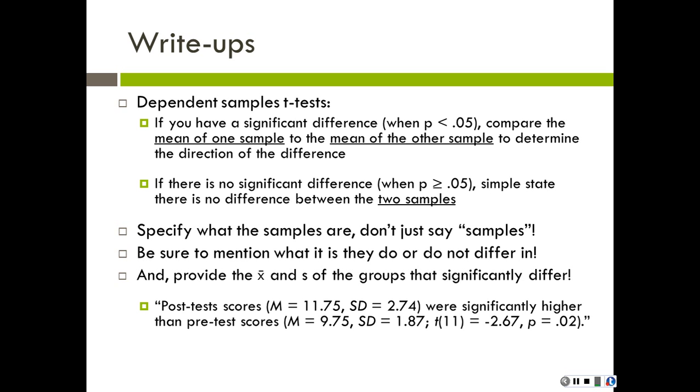You also want to specify what the samples are, what the variables are, and provide the mean and the standard deviation of the groups to show them. And that's exactly how you would write it up. And if it's not significant, you would just say it's not different, and you would report those results if you want to.